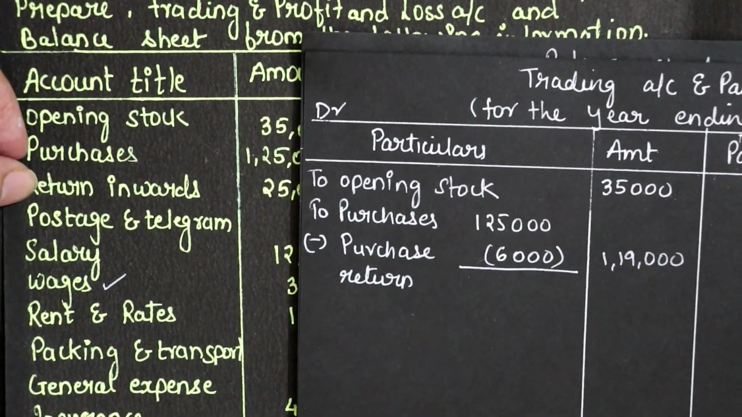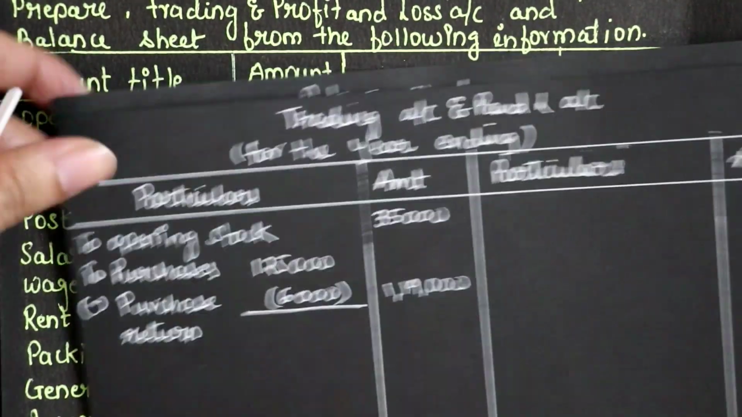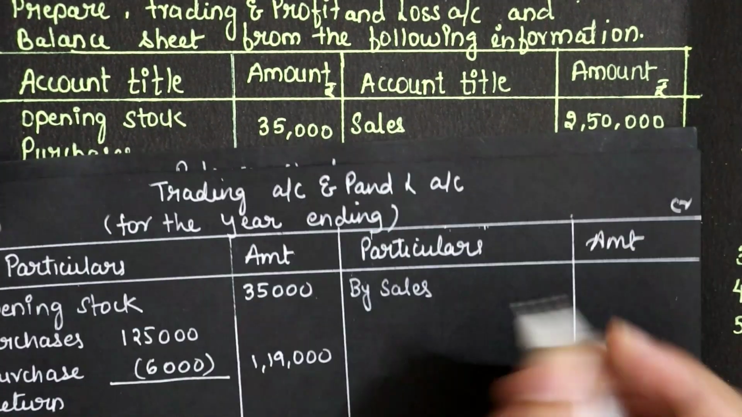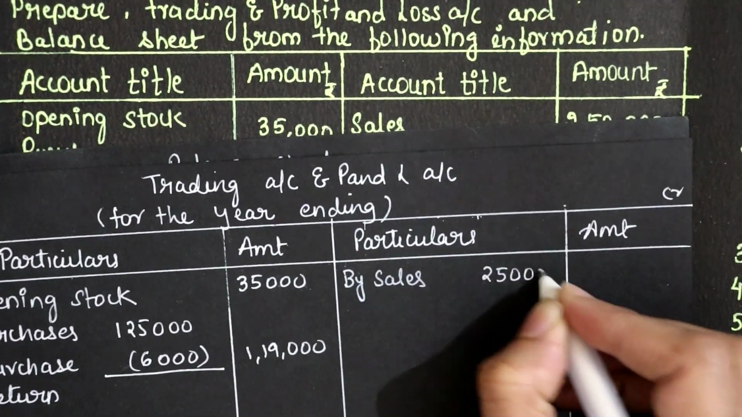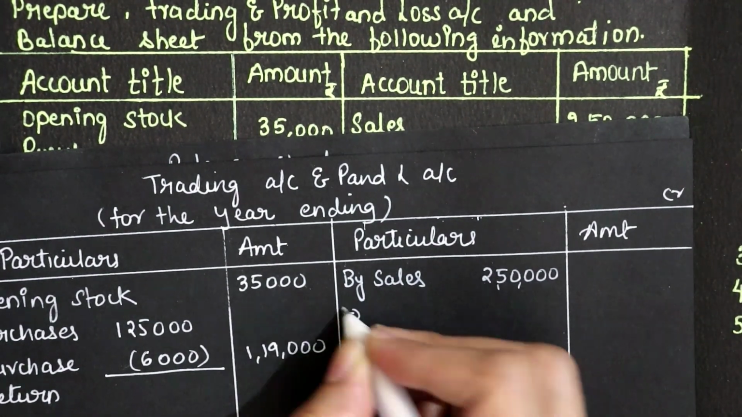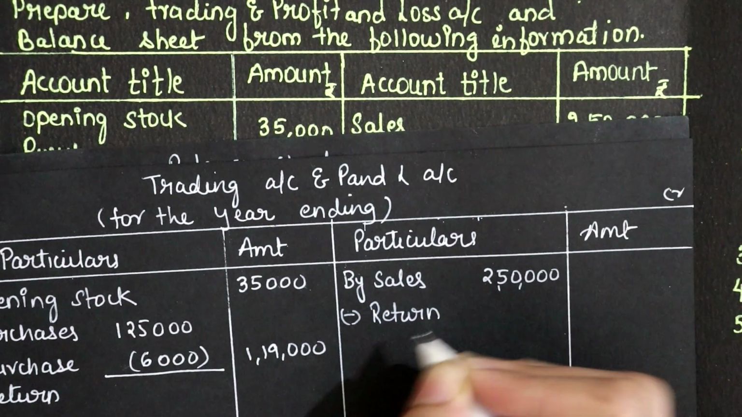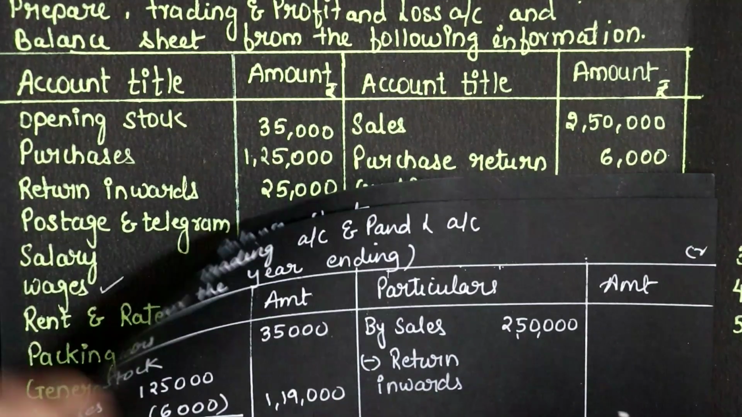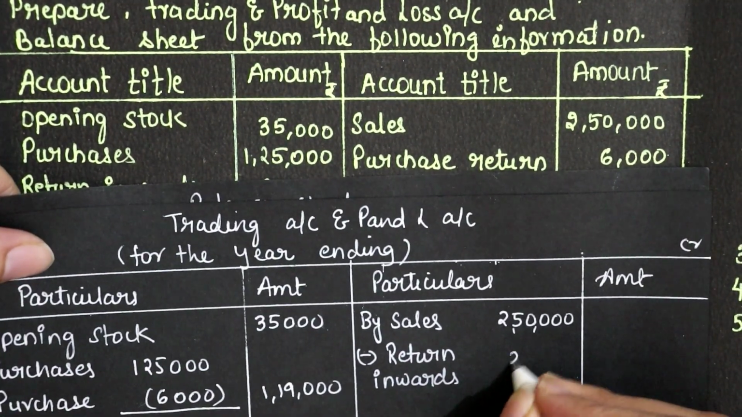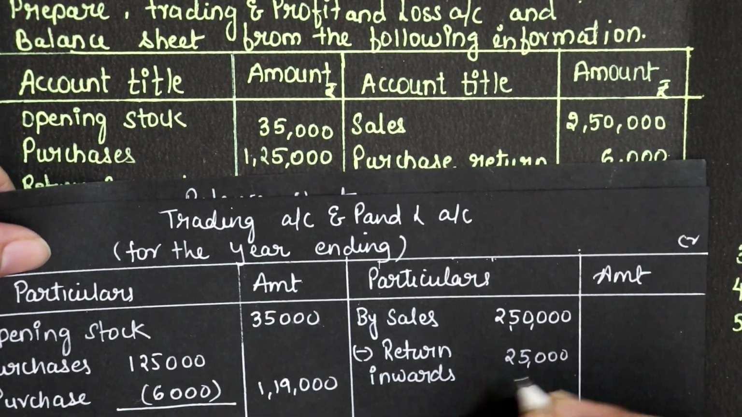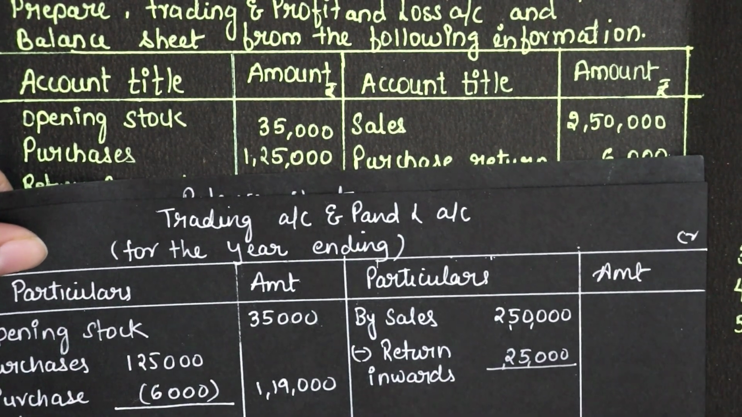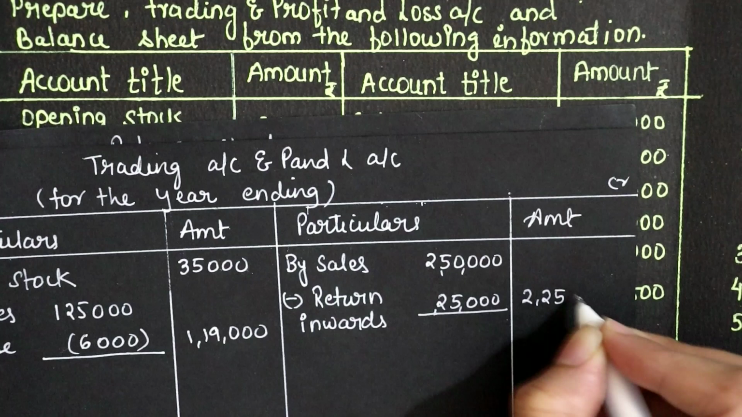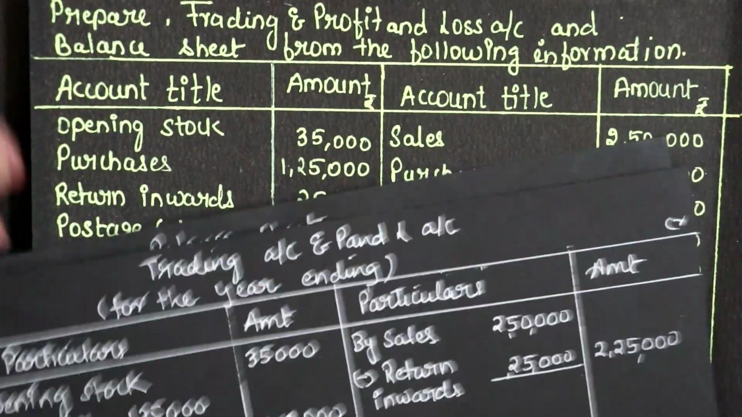Then we have return inwards. This is adjusted from sales. So we will write by sales 2,50,000, less returns, return inwards 25,000. So it gives me 2,25,000. So we are done with this.